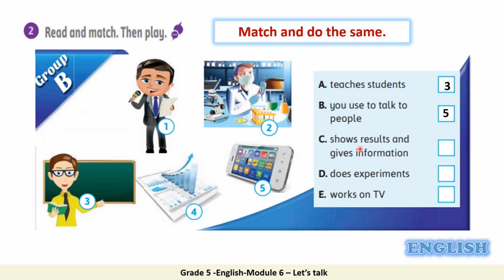Something which shows results and gives information. Great. Graph. Someone who does experiments. He is a scientist. Good job. Someone who works on TV. He is a journalist.